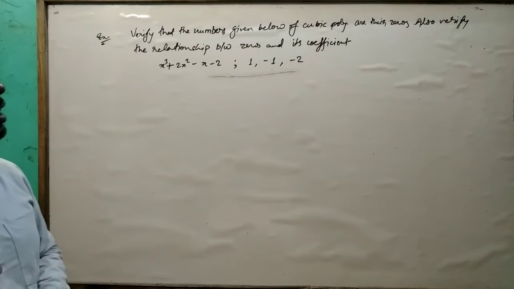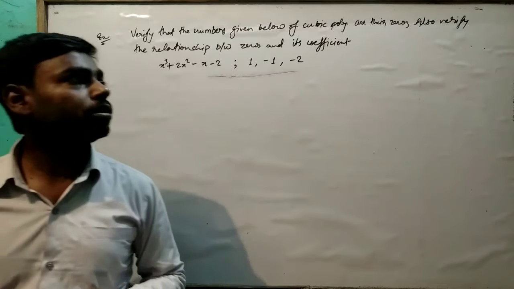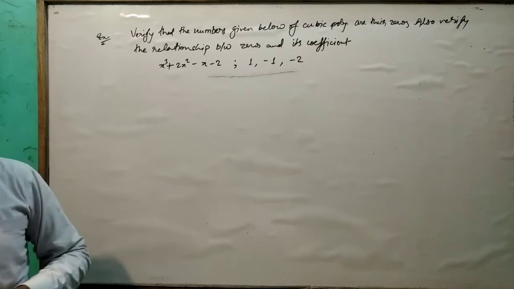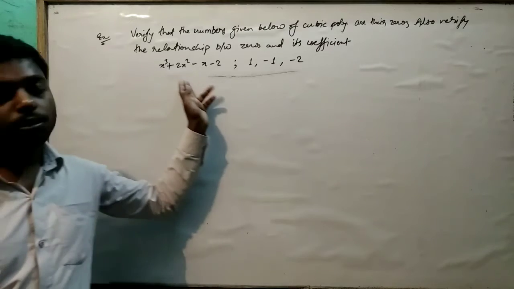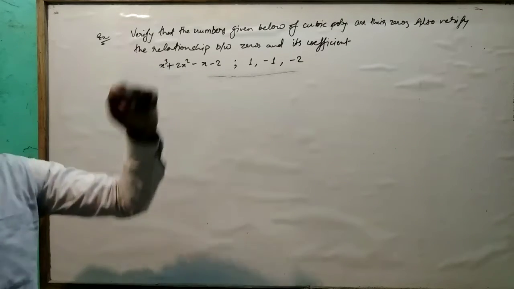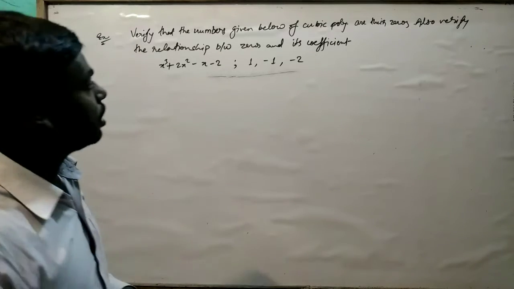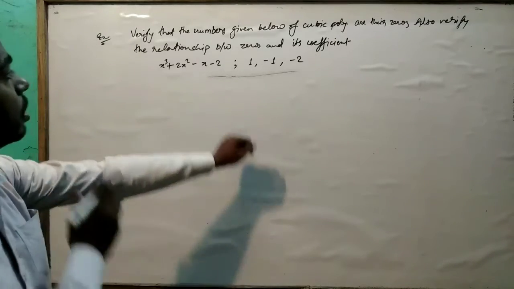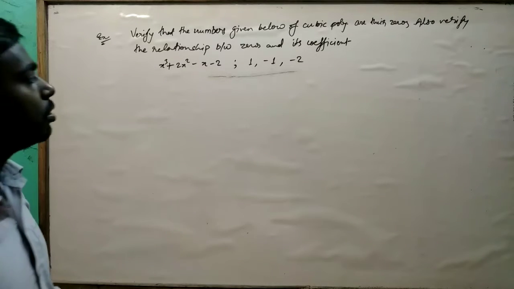Question says verify the numbers given below are zeros of the cubic polynomial, and also verify the relationship between zeros and its coefficients. Our polynomial is x cube plus 2x squared minus x minus 2, and the zeros are 1, minus 1 and minus 2. We have to verify that these are the zeros and also verify the relationship between zeros and coefficients.